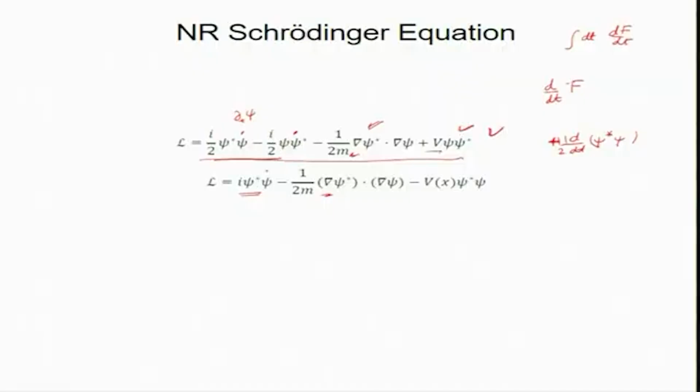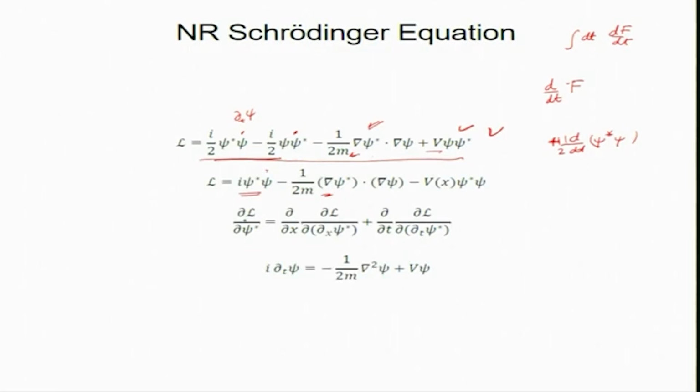So, let us start doing that now. This is the Schrodinger equation, non-relativistic. So, the first term: partial derivative of the Lagrangian density by psi star. What will that give me? Psi star appears only in two places. The first term will give us i psi dot, and the other term will give us minus V psi. This is this term.